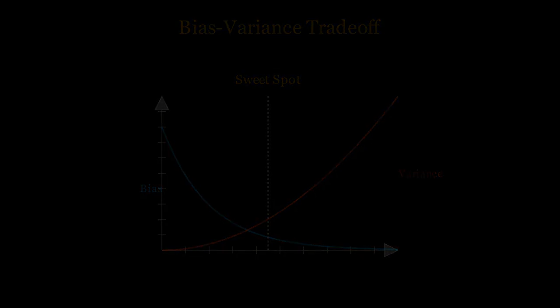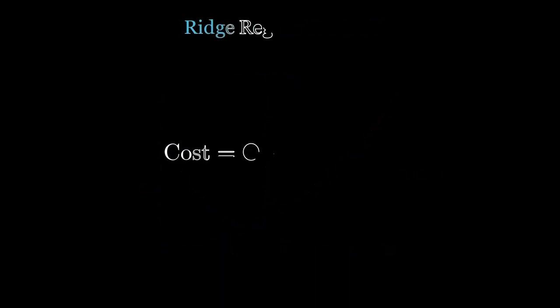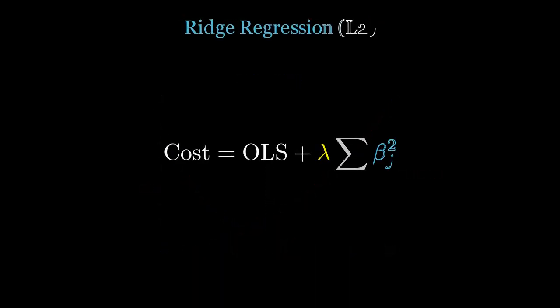Ridge modifies the OLS cost function by adding a penalty term. This term is the squared magnitude of the coefficients multiplied by a hyperparameter, lambda. As lambda increases, the coefficients are shrunk towards zero, but never quite reach it.